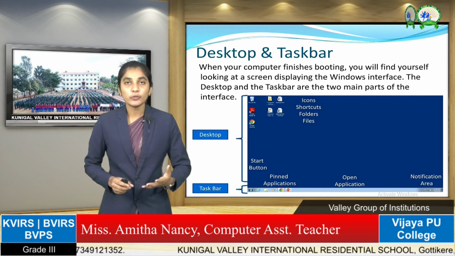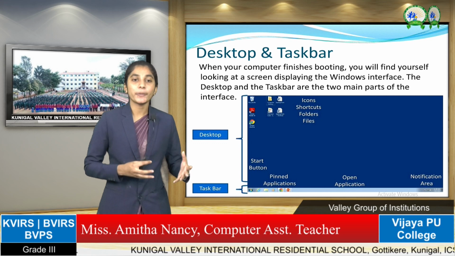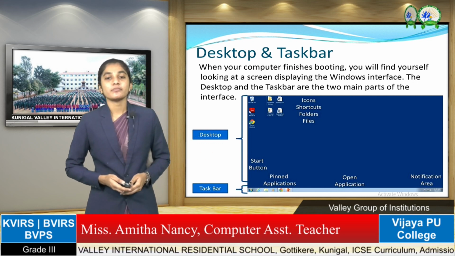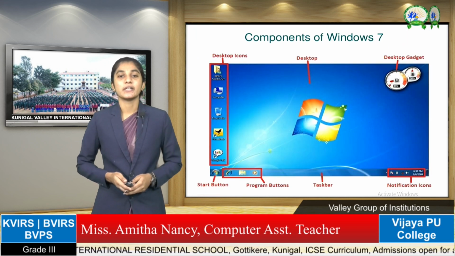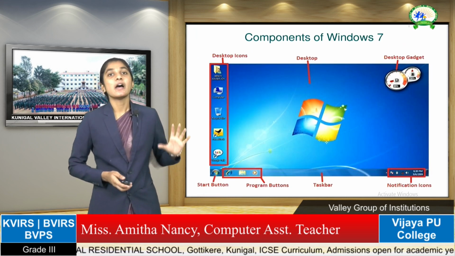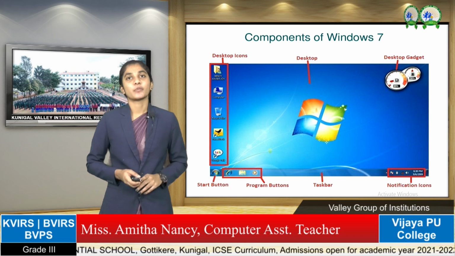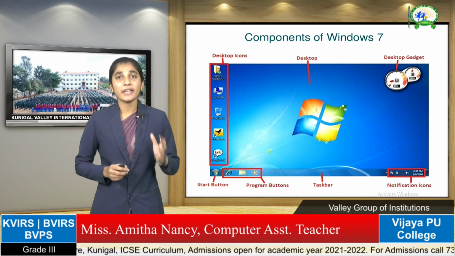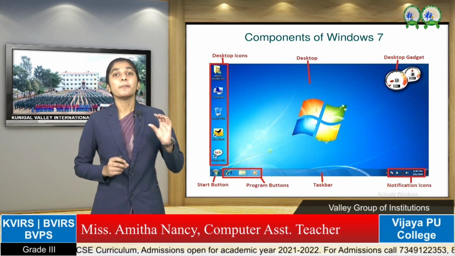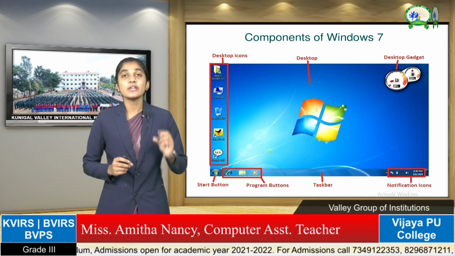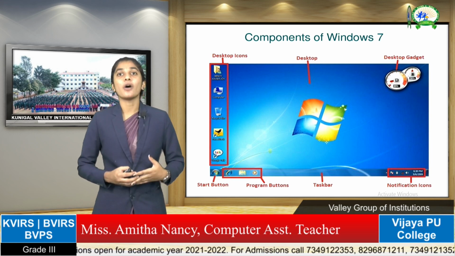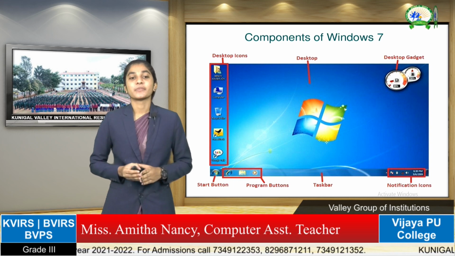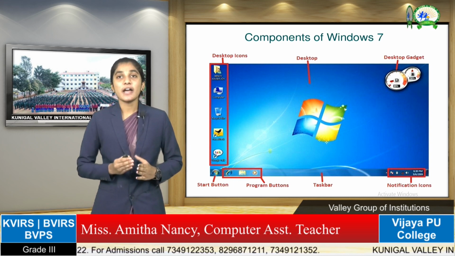Then we have notification section. Then we have open application, icons and shortcuts. These are the components that Windows 7 contains. Okay, first one we have desktop icons. What is icons? Icons are nothing but picture representation of any software or files or any folders, known as desktop icons. Next one we have start button.